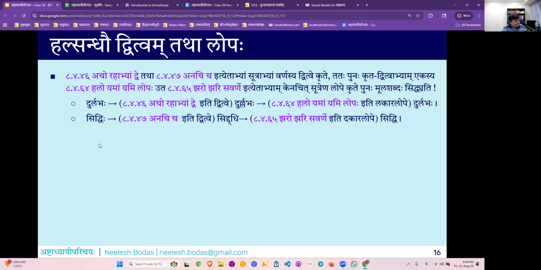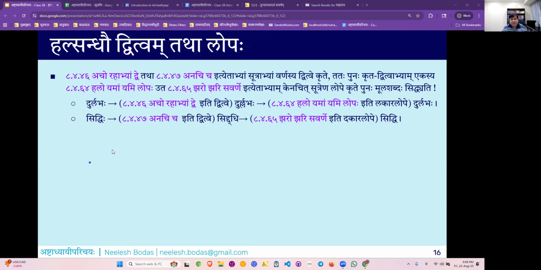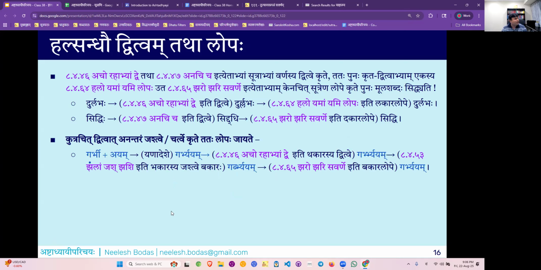Similarly, siddhihi, anachi cha iti dvitve krute, siddha the dha. You now have a dakara and dhakara. This dakara is removed. You get back siddhi. Sometimes remember that after dvitva, you can do chartva or jashtva. We have seen the examples yesterday. So kutrachit, after dvitva there is no direct lopa; rather, in the middle chartva, or else jashtva is done, and then lopa happens.